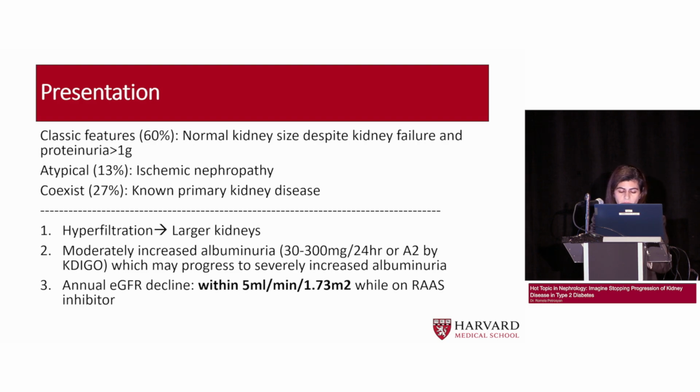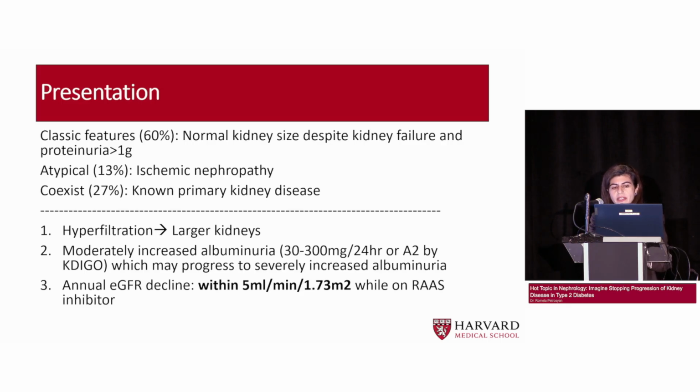And some of the earlier changes that you'll see is actually an increase in the eGFR. So with hyperfiltration, you tend to see larger kidneys. If an ultrasound is done, that may be the initial sign of things. Then the next observable change would be the moderately increased albuminuria, 30 to 300 usually, sort of putting us at the A2 category on that KDIGO heat map. And that can progress to our severely increased albuminuria.